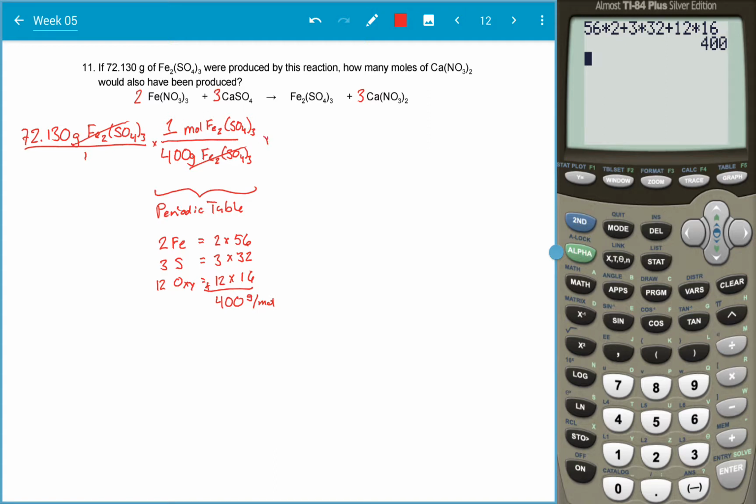Okay, so now we're in moles, and we can actually start using those coefficients. The coefficients from the balanced reaction generally get used in the problem once. So if I have moles of iron 3 sulfate, I want to convert into the chemical that the problem actually asks about, the calcium nitrate. So I want to convert from the chemical given into the chemical asked about.